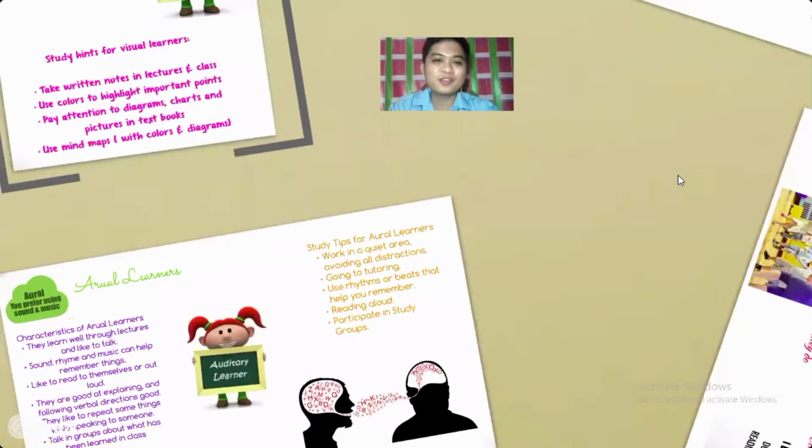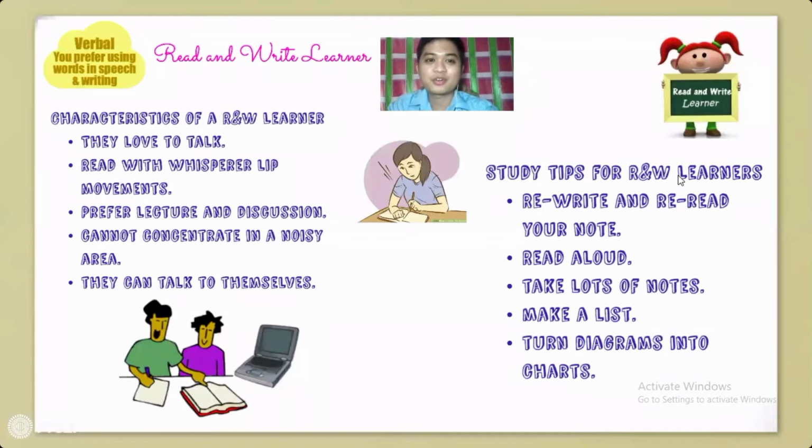So let's proceed to the third learner, the read and write learner. Well, the characteristics of these learners: they love to talk. They read with whisper lip movements and they prefer lecture and discussion. They cannot concentrate in a noisy area. And they can talk to themselves as well. We may think they're crazy when we see them talking to themselves, but that is not so. That is their style of learning things.